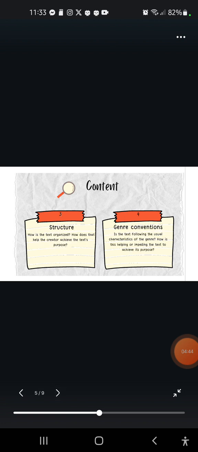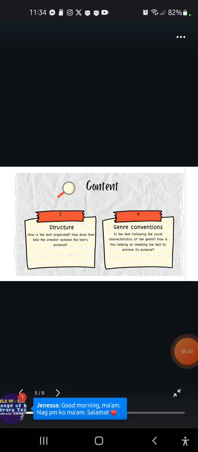Next, we have structure. How is the text organized? How does that help the creator achieve the text's purpose? You need to know the information at the top of a blog or post or whatsoever to understand what comes after. For example, a blog post is, of course, organized in order of complexity. That is an example of structure. And it is good if the text or the output is organized because mas dali siya masabtan, mas clear po siya para sa mga magbasa, right?